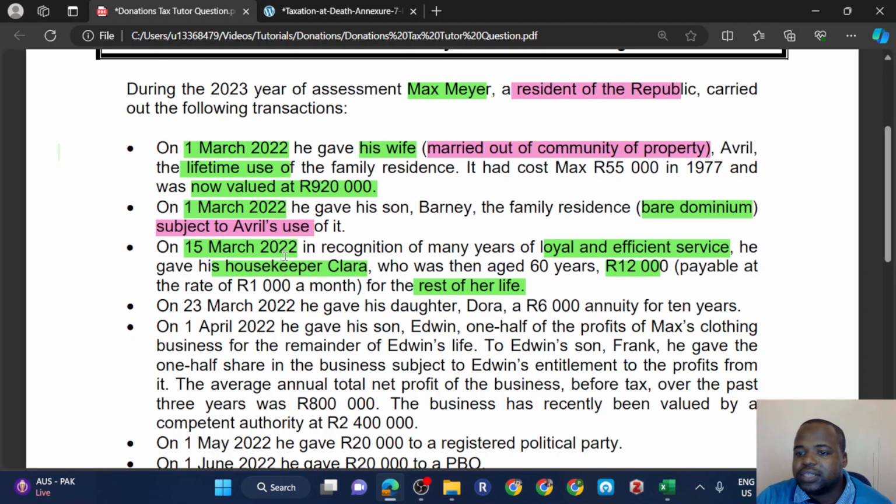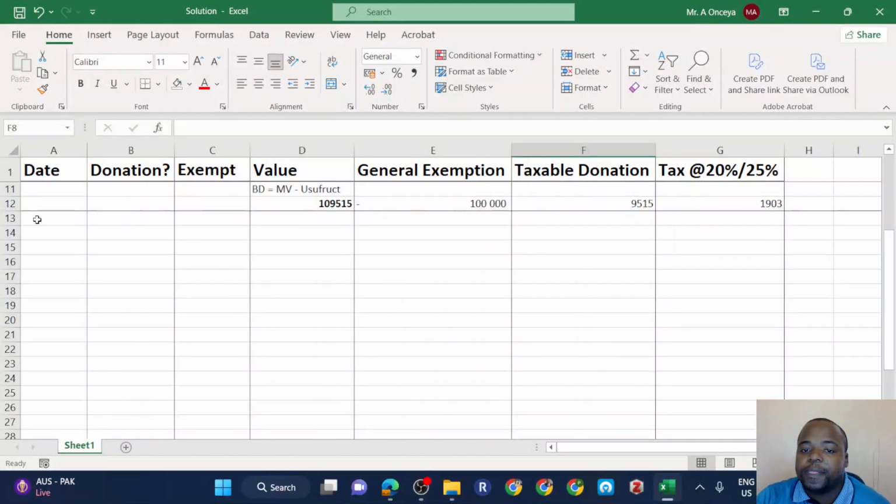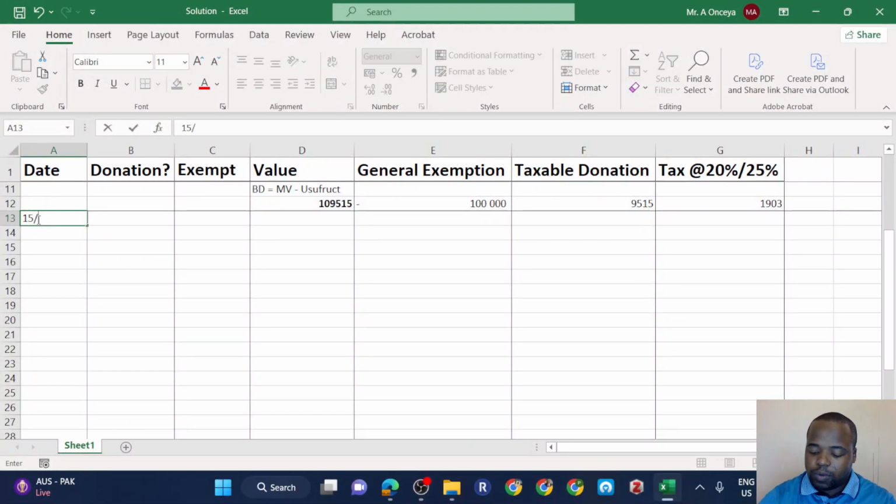But in this case, the reason that Clara got the annuity is because of her loyal and efficient service. In other words, if Clara was not a housekeeper or was not Max's housekeeper, she would not have received the annuity. The reason she got the annuity was because of the employer-employee relationship between her and Max. So, that said, is there a donation? Yes, there is, because there is a gratuitous disposal of property by Max to Clara in the form of an annuity.